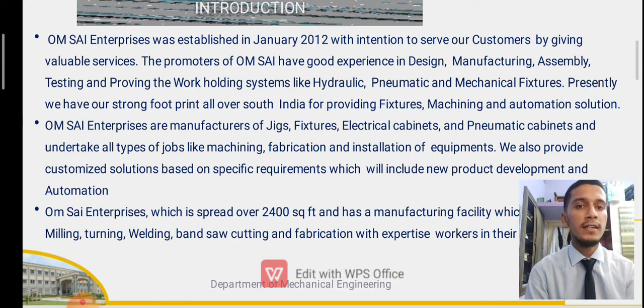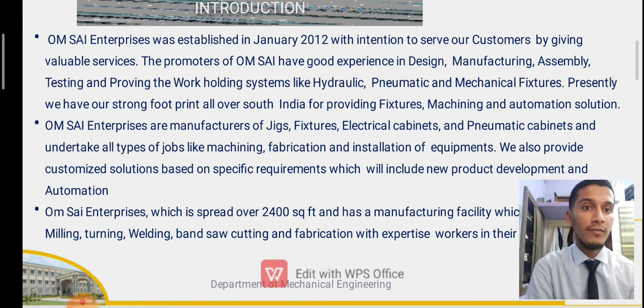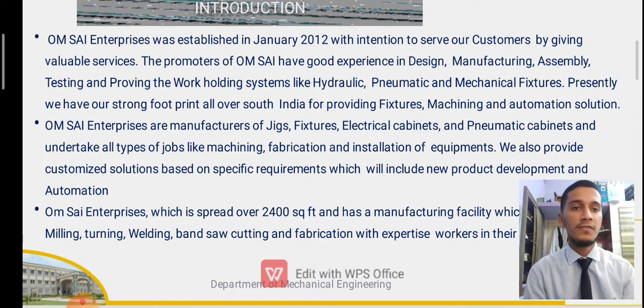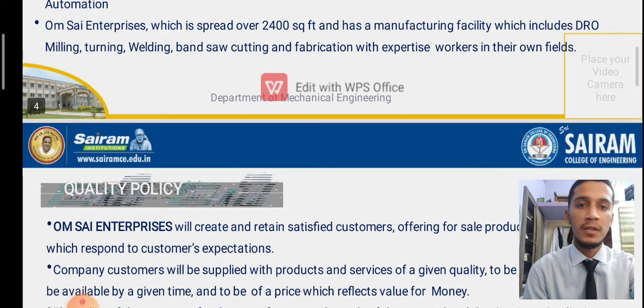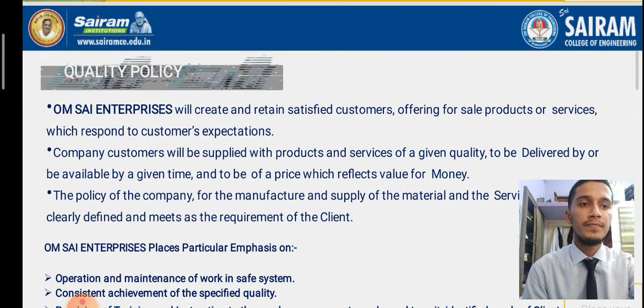Om Sai Enterprises is spread over 2400 square feet and has manufacturing facilities including milling, turning, as we learned in our second year mechanical lab section, band saw cutting, and fabrication, with expert workers in the company. Coming to the next slide, that is the quality policy.